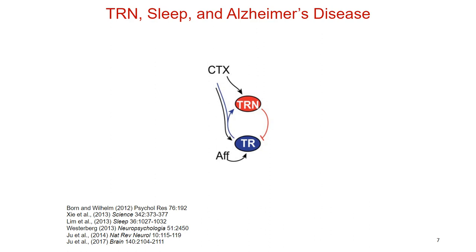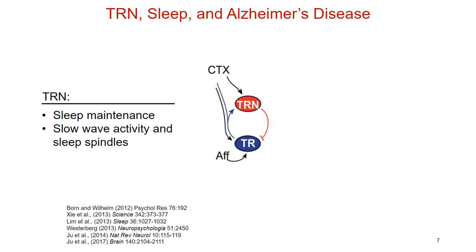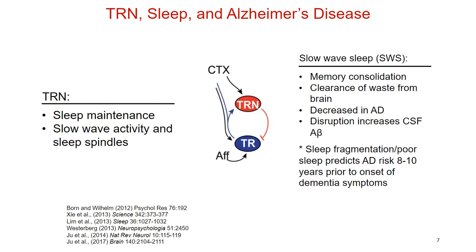So in brief, we are bringing TRN, sleep, and Alzheimer's disease together. The role of TRN has been reported in several studies in the maintenance and generation of activities like slow wave activity and spindles during non-REM sleep. Also, slow wave sleep is critical for memory consolidation and for clearance of waste material from the brain. Some other studies reported a decrease in slow wave sleep in AD patients, and disruption of slow wave activity in healthy subjects increases CSF A beta level.